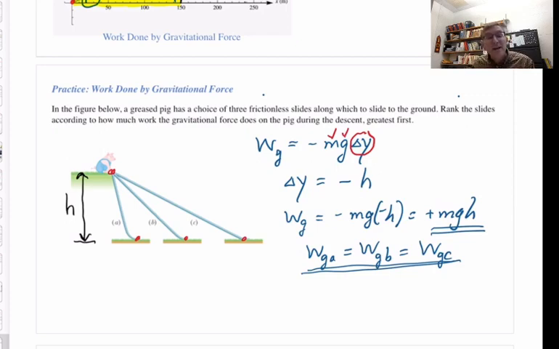The final speed of the pig. The speed of the pig at the bottom of the slide in the three cases. How do those speed values rank for slides A, B, and C? Now maybe the shape of the slide is important. I'm going to let you think about that. You're welcome to pause the video and then come back.